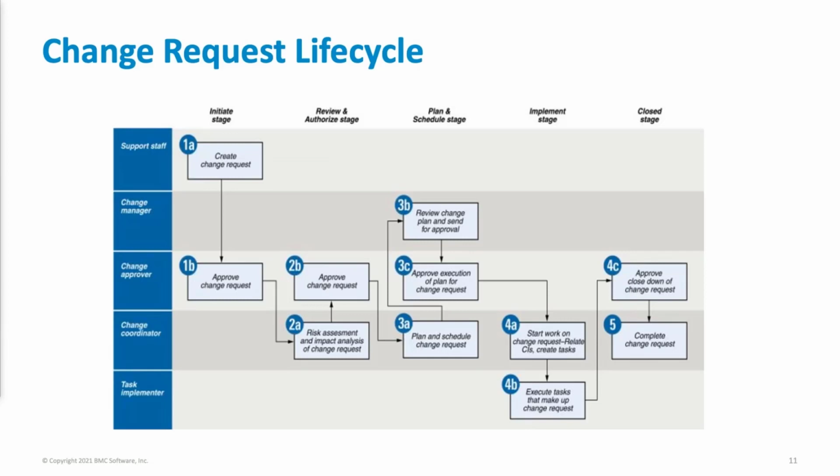Next stage is plan and schedule. Here, change coordinator plans for technical implementation steps, backout plan, etc., and sends change request for approval. Again, only if it is configured for this stage. Next stage is implementation stage. Here, change coordinator and task owners execute the steps or tasks and mark change completed. Next stage is closed stage. If an approval is configured for this stage, approver reviews the change execution steps and records approval, which concludes the change status lifecycle.